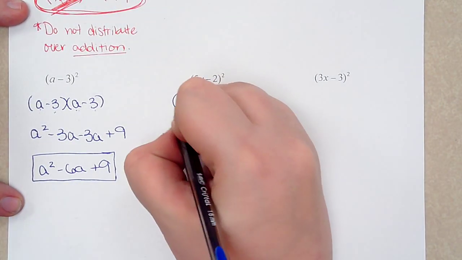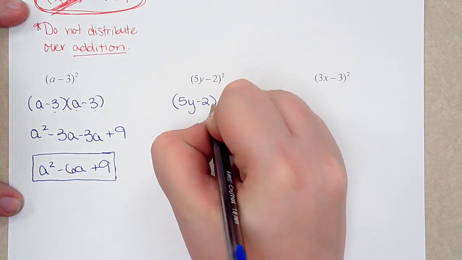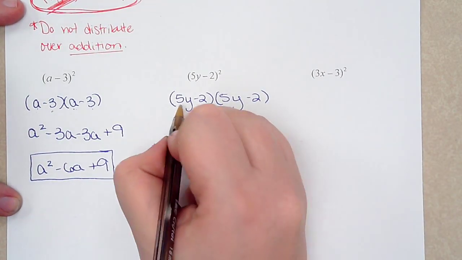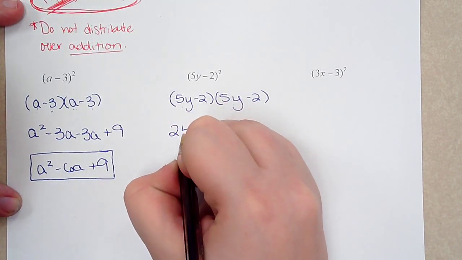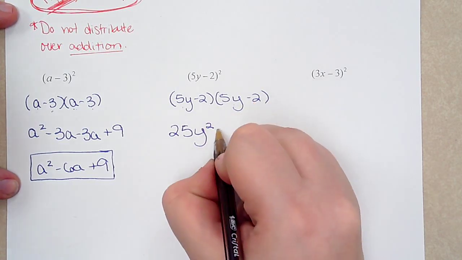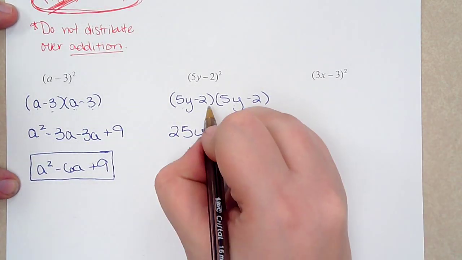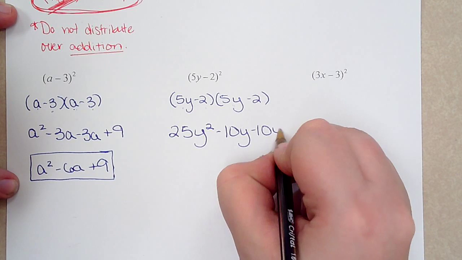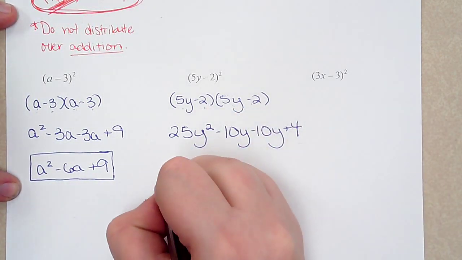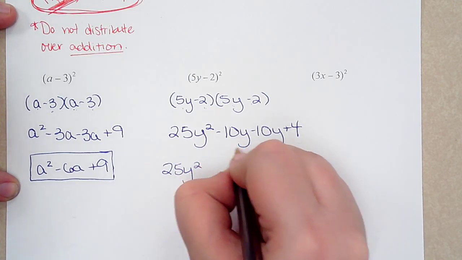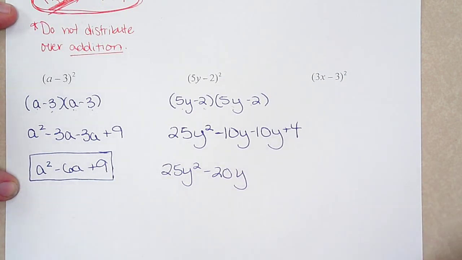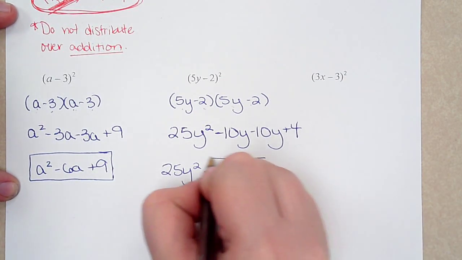All right, let's see another one. 5y minus 2 times 5y minus 2. 5y times 5y is 25y squared. 5y times negative 2 is negative 10y. Negative 2 times 5y is negative 10y. Negative 2 times negative 2 is positive 4. Final answer at the end of the day, when I simplify these 2 middle ones, negative 10 minus 10 becomes negative 20y plus 4.